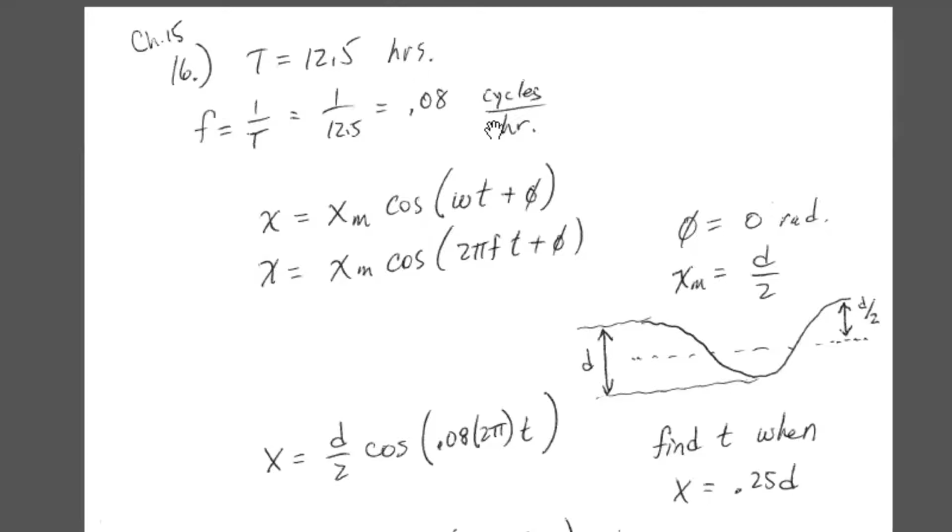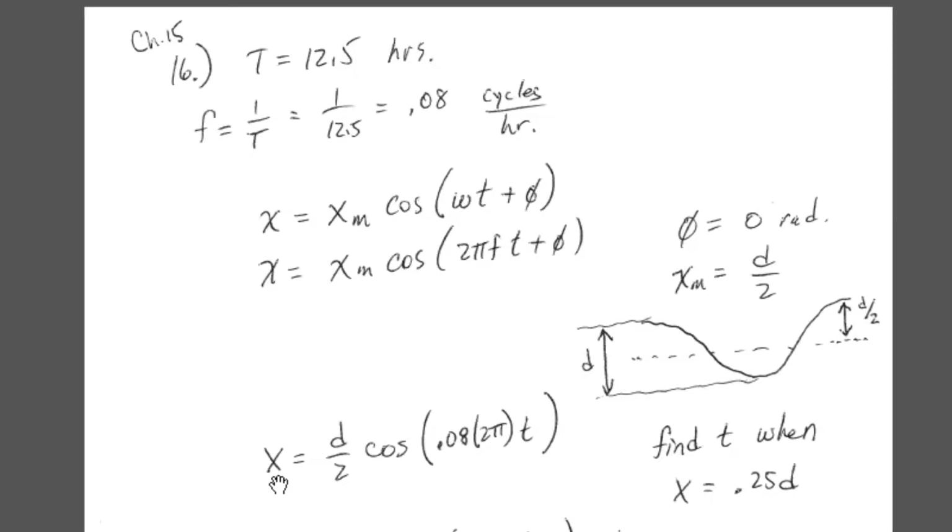So if I draw a graph of what that looks like, they told us from the highest point to the lowest point is d. So that means the amplitude of my displacement wave is d over 2. You can see that over here, also called x max. So I'm just going to go ahead and take my equation and plug in what I know. My amplitude is d over 2. My frequency is 0.08, so 2 pi times the frequency, and t is what I'm trying to find.